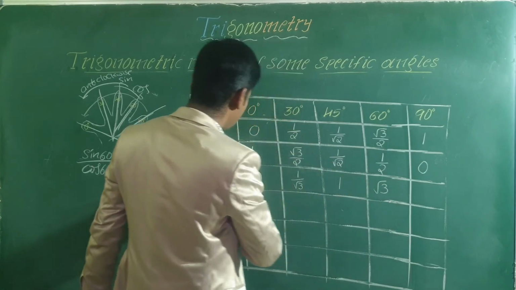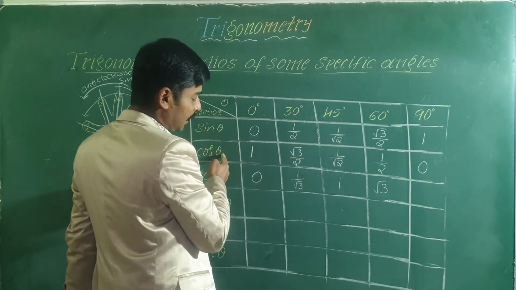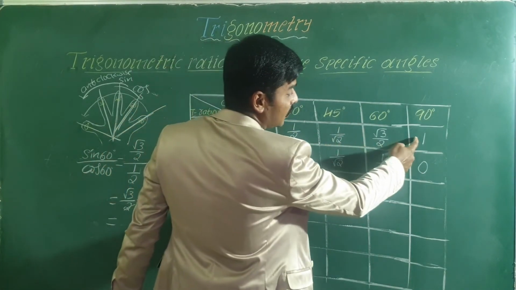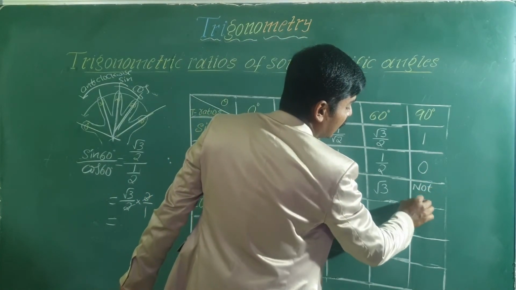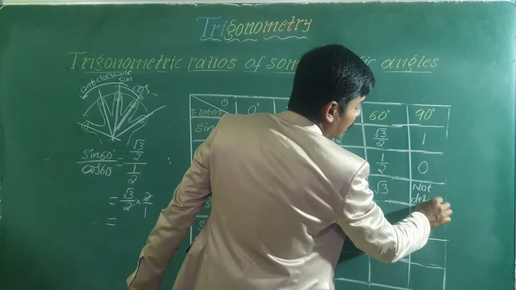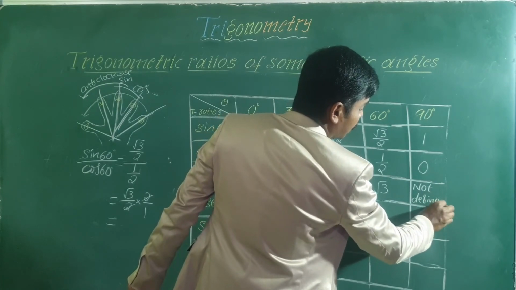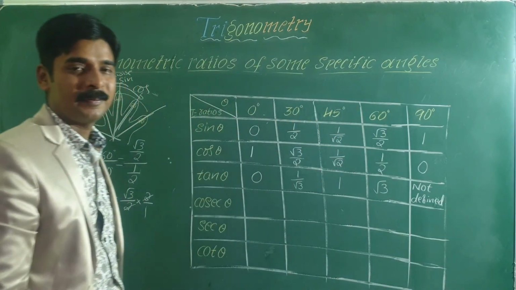Next, tan 90. It is sin 90 by cos 90. Sin 90 is 1. 1 by 0. 1 by 0 is not defined.